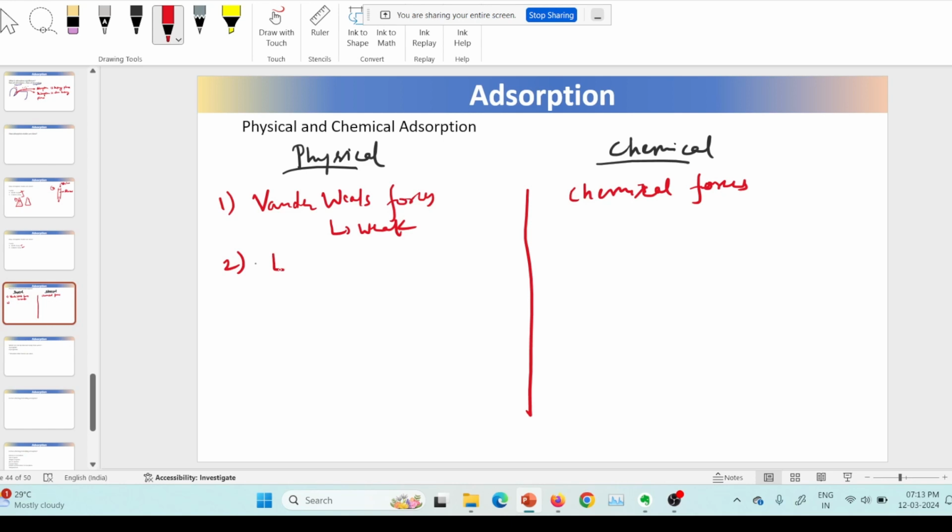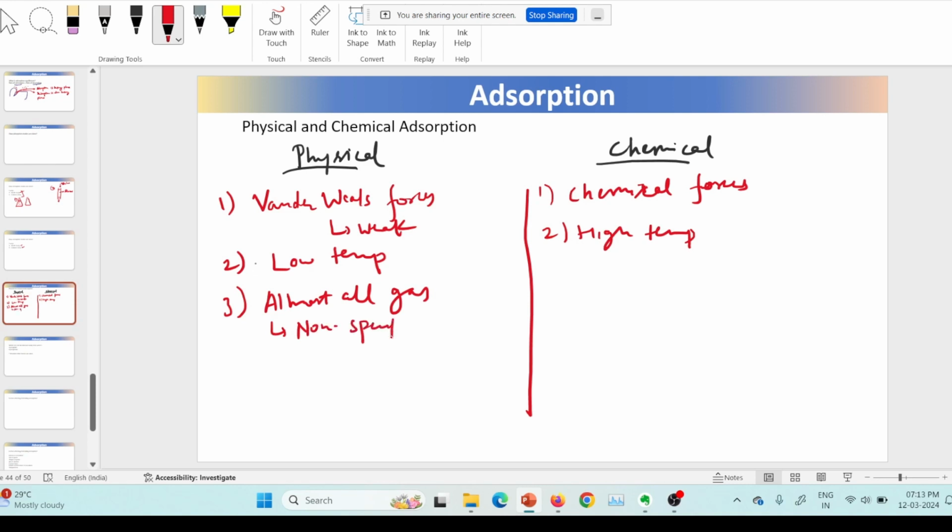Physical adsorption occurs at low temperature. Chemical adsorption occurs at high temperature. Almost all gases show physical adsorption at low temperature, so it is non-specific.